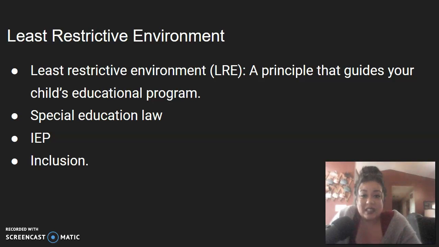So what is least restrictive environment and how does it pertain to the special education program? Well, least restrictive environment, or LRE, is a principle that guides your child's education program. There's a law, IDEA, or the Individuals with Disabilities Education Act, that protects all students and parents and says that we need to provide all students with a free, appropriate education.